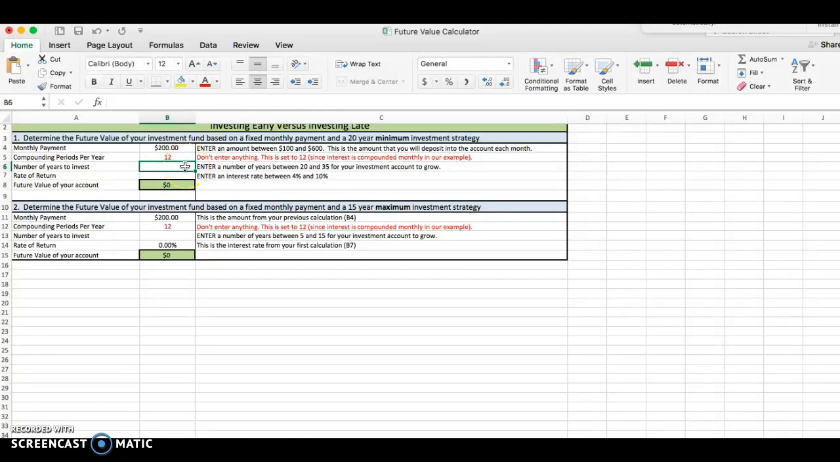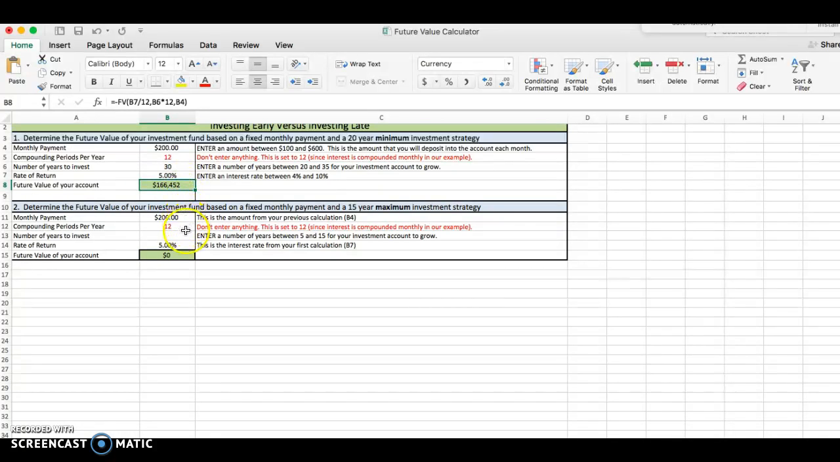And let's say we're going to enter somewhere between 20 and 35 years. Well, I want to grow this for at least 30 years. And let's enter a rate between 4% or 10%. I'm going to choose 0.05, and I see a value here that tells me how much investment money I have created based on putting $200 away every month and at a 5% rate.